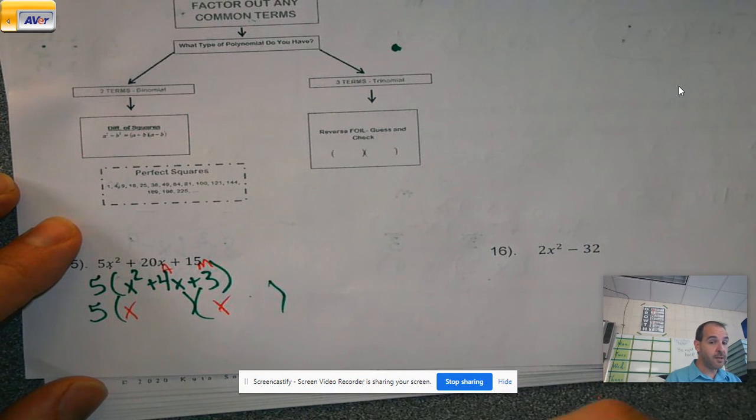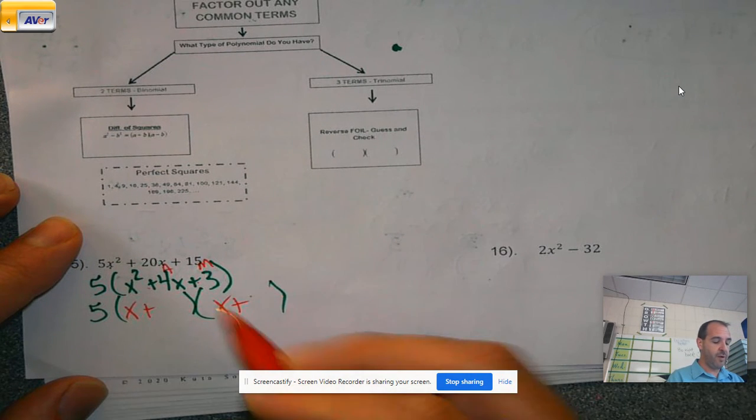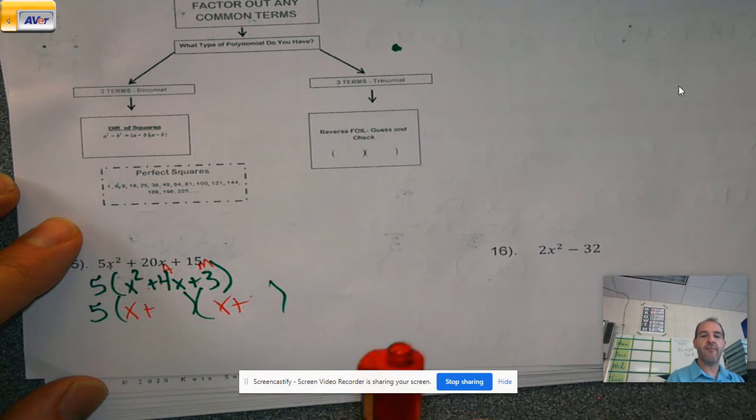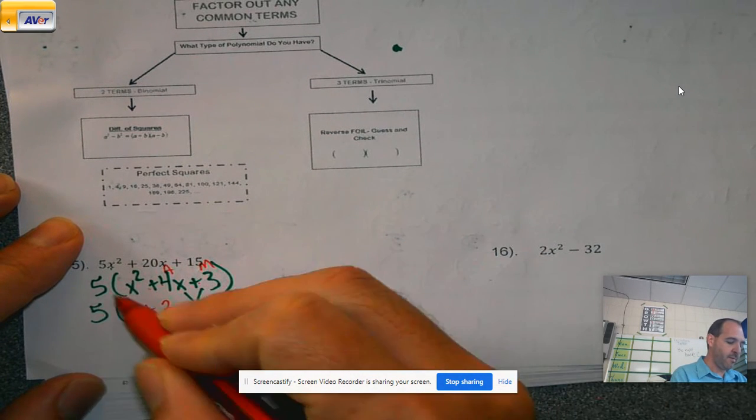Look for my clues. All positive. What multiplies to 3 and adds to 4? Like we have a lot of options here. Not really. 3 and 1.